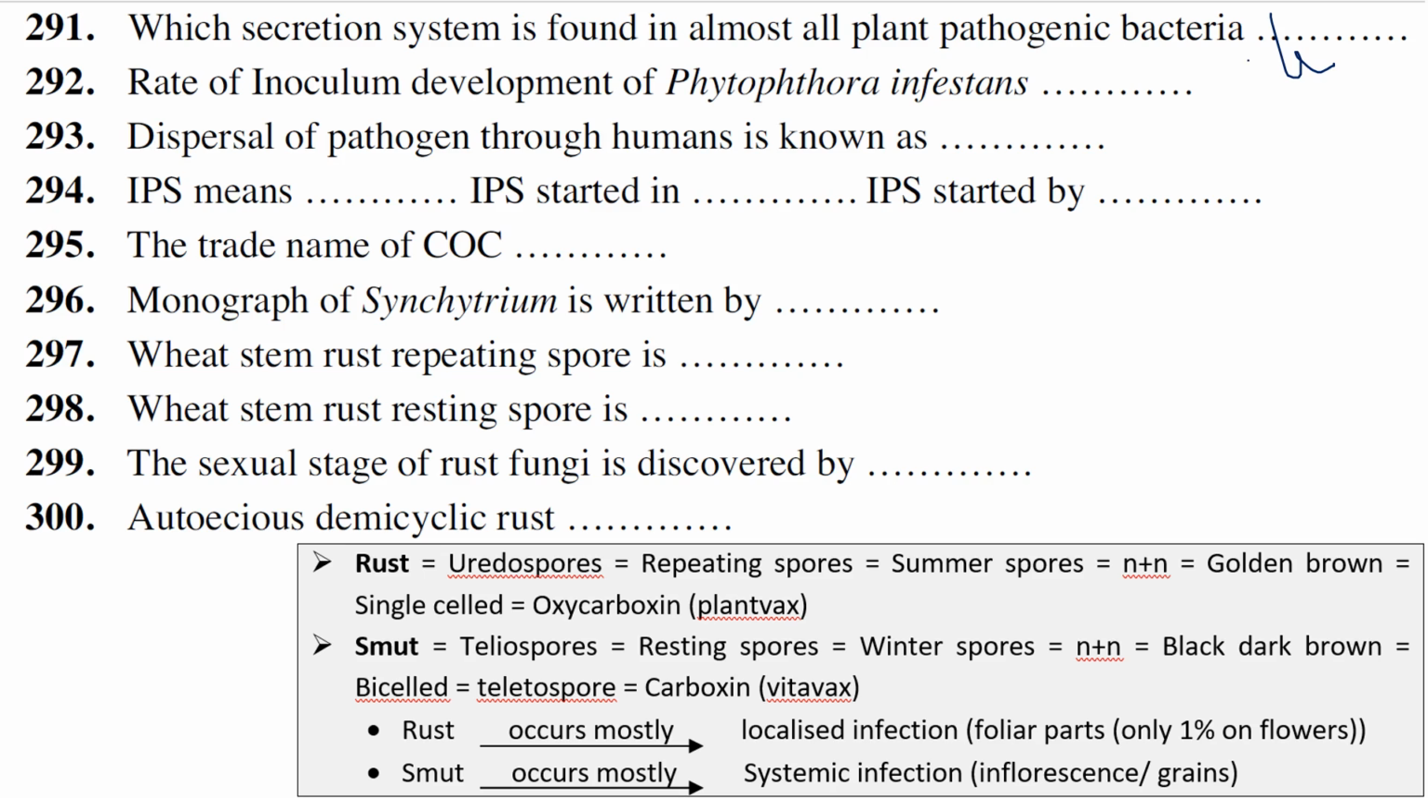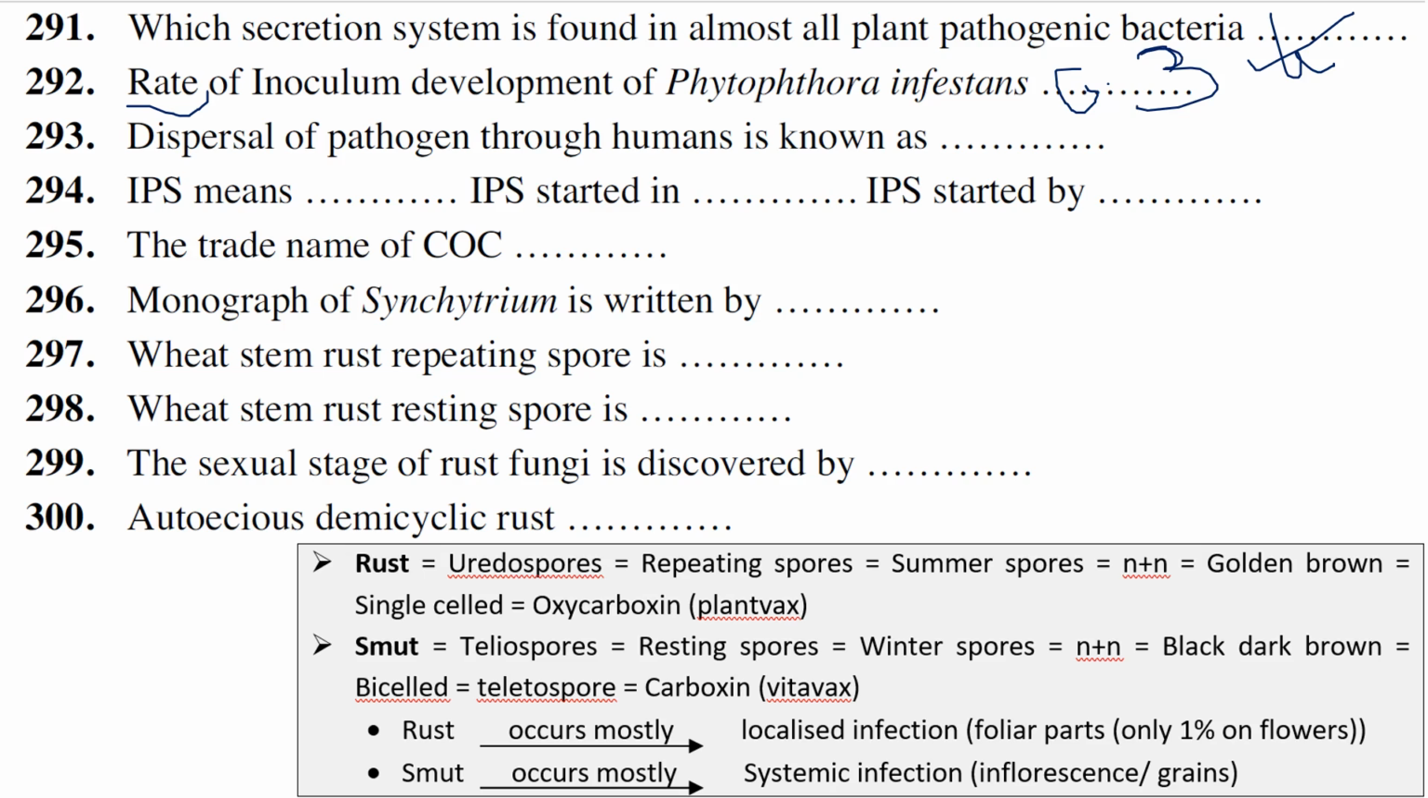Regarding the secretion system, we have mentioned it in detail in the bacteriology section. Rate of inoculum development in Phytophthora infestans: generally, Phytophthora infestans comes under polycyclic disease, which develops its inoculum at the rate of 0.3 to 0.5 units per day. I repeat, 0.3 to 0.5.